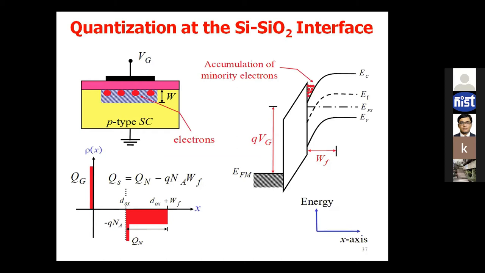Otherwise, that will be the reverse case. First the accumulation, then the depletion. Then this is the structure, that is the minority carrier. This is called the inversion. So when you are making this, first you have to apply the surface potential, then the threshold voltage, and then you will achieve this kind of confinement and the minority carrier at the interface.